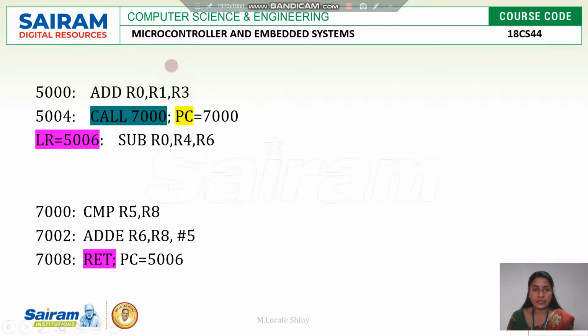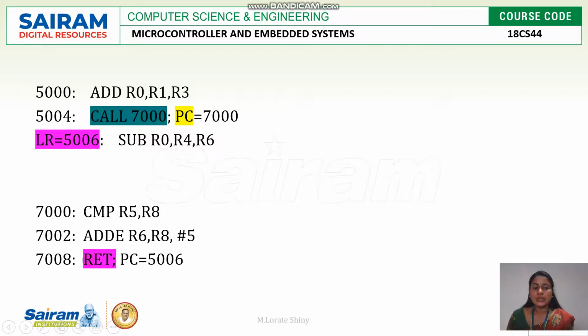So before jumping to the target location, the processor will save the address of the next instruction, which is 5006, into the link register. Only after storing the address of the next instruction in the link register will it jump to the target location 7000 and continue to execute the subroutine instructions. In every subroutine the last instruction will be return. Once the return instruction is over, it has to come back to the main program where it left off, which means 5006. It should continue from this instruction.